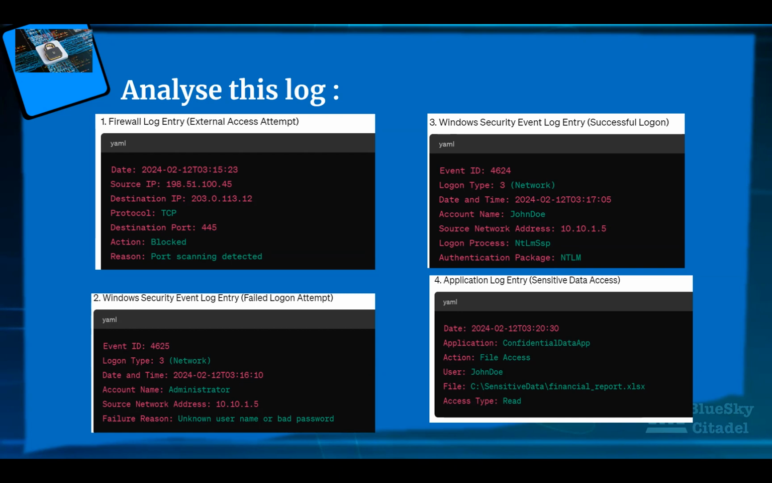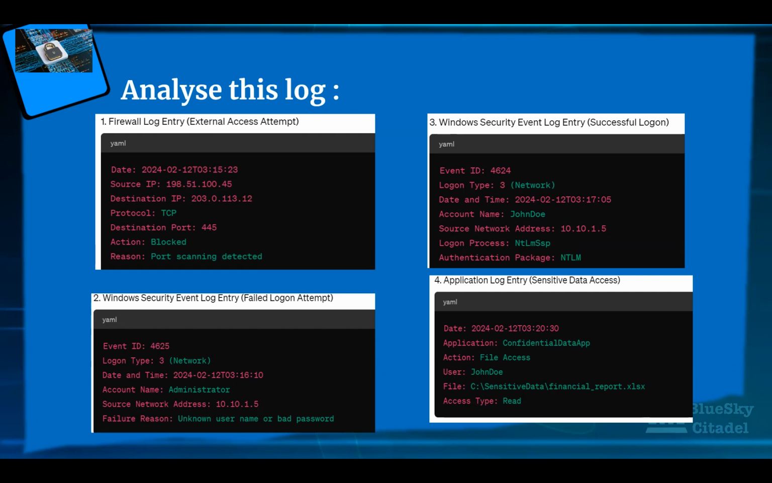On the first panel, we have the source IP that says 198.51.100.45. Then it says destination IP 203.0.11.12. That's the first panel. Obviously, it was blocked. It couldn't get through any port. The port was blocked.